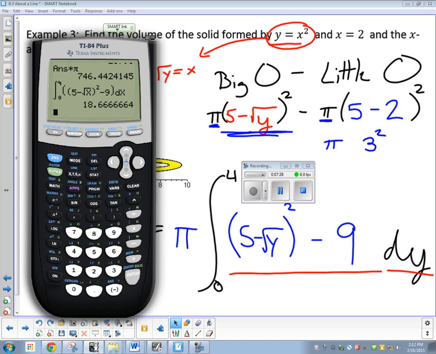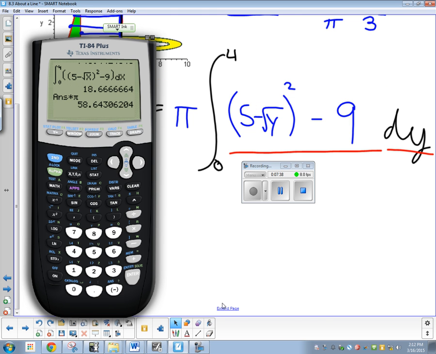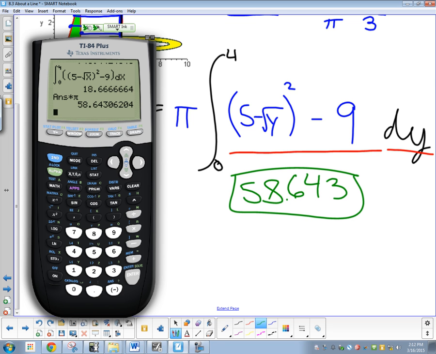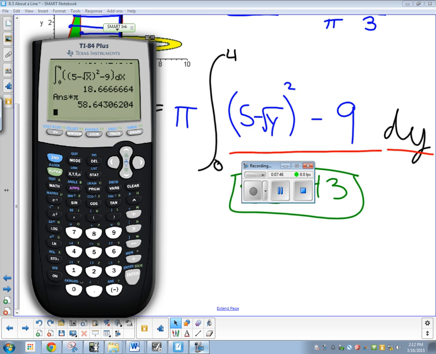18.664. Is that my real answer here? No, I still got to multiply that by pi. And again, if you're smart, multiply by pi in the beginning. I'm just trying to be silly so we don't forget it. There's my final answer, 58.643. Questions?